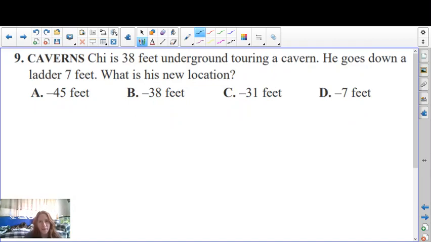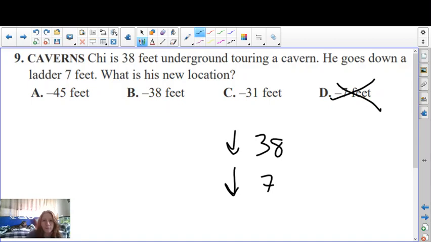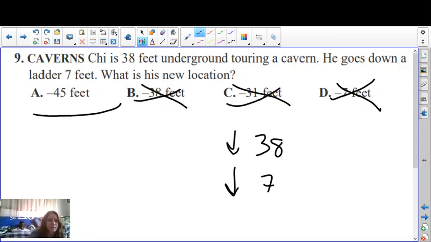Chai is 38 feet underground touring a cave. He goes down the ladder 7 feet. What's his new location? So he's already down 38 feet, and he goes down even farther. So we're not going to get smaller, we're not going to stay the same. We're going to be at negative 45 feet. Didn't even necessarily need to do any math in that one. I more logicked that problem.